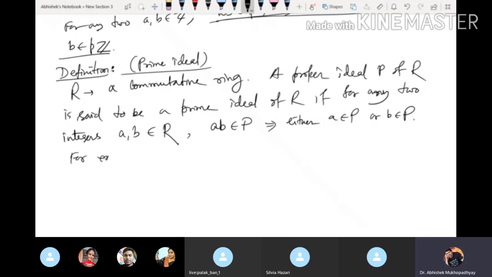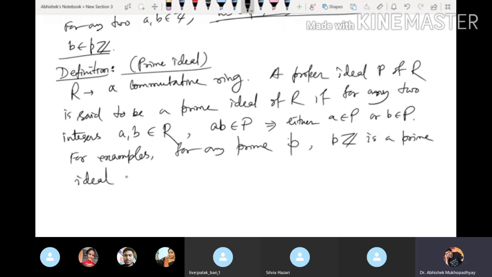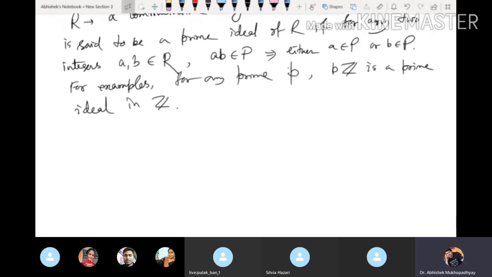So for example, for any prime p, pZ is a prime ideal in Z. So this proves also that in the ring of integers, every maximal ideal is prime. Now the question will occur: are these the exact list of ideals for every prime p?